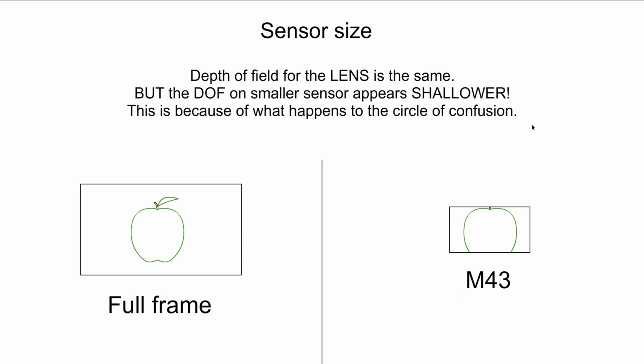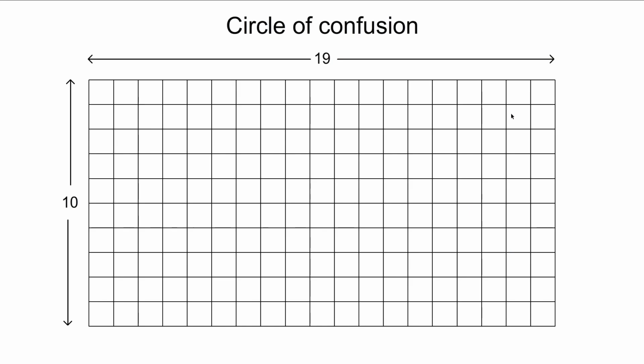So let's just go into that, then I'll show you some real world examples of this, because this is one of the things that's going to be quite contentious for some people. So circle of confusion, you need to understand the basis of this. It's basically down to what's acceptably in focus. So let's bring things down to real simple levels here.